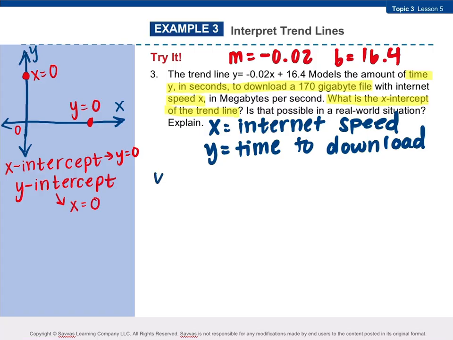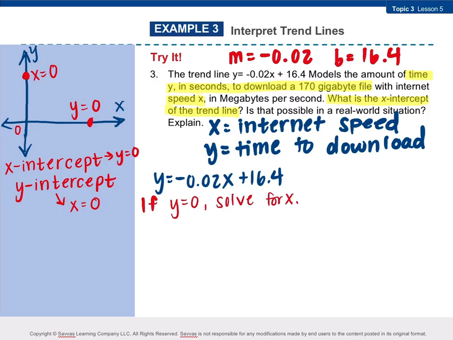So I know that y equals negative 0.02 times x plus 16.4. And now we know that I'm looking for the x-intercept, which is where y is 0. So now what am I going to get? If y is 0, we're going to solve for x. Right? So let me put in 0 for y. I get 0 equals negative 0.02 times x plus 16.4. And I can solve for x, right? So I just plugged in 0 for y. Now I'm going to draw a line through the middle, and I'm going to solve for x, get x by itself. Take away 16.4 from both sides to get rid of that.